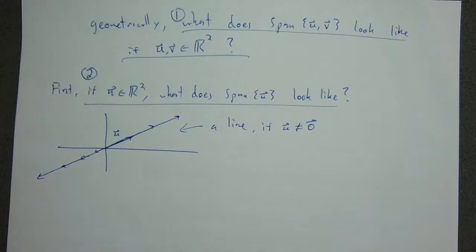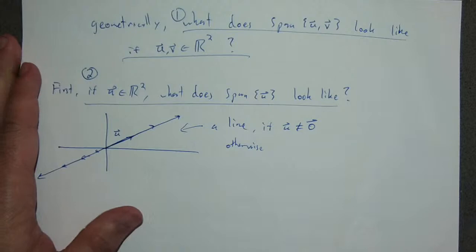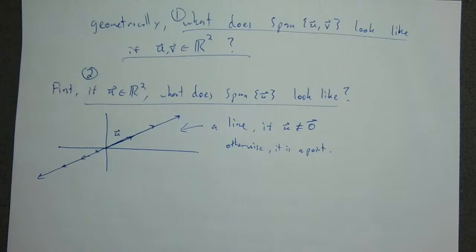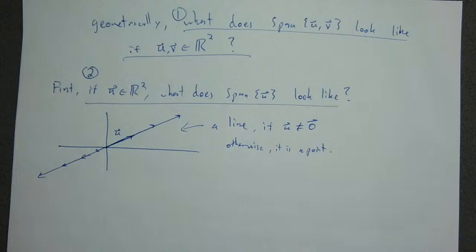Otherwise, it's a point. The collection of all linear combinations of the zero vector is just the zero vector itself. So otherwise, it is a point. Now, that might seem like a ridiculous assumption to make, or a ridiculous case that you have to take care of here, but it's not, okay? It seems that way because we only have a single vector here, but I'm going to show you in the answer to number one that this isn't a ridiculous thing to take care of.